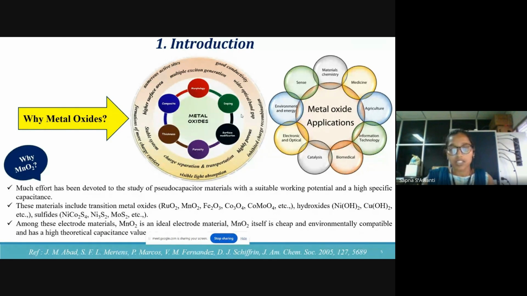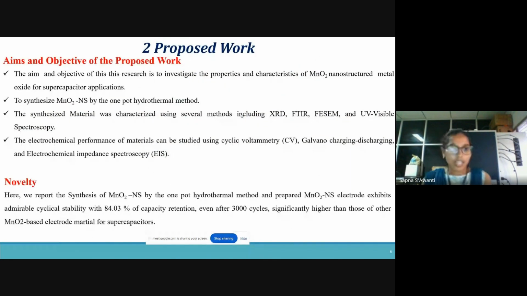And here are the aims and objectives of the proposed work. Our main aim is to synthesize the MnO2 nanostructure by a one-pot hydrothermal method, and the material was characterized using several methods, including XRD, FTIR, FESEM, and UV-visible spectroscopy for confirmation. And the electrochemical performance of the material was studied using cyclic voltammetry, galvanostatic charge discharge, and electrochemical impedance spectroscopy.